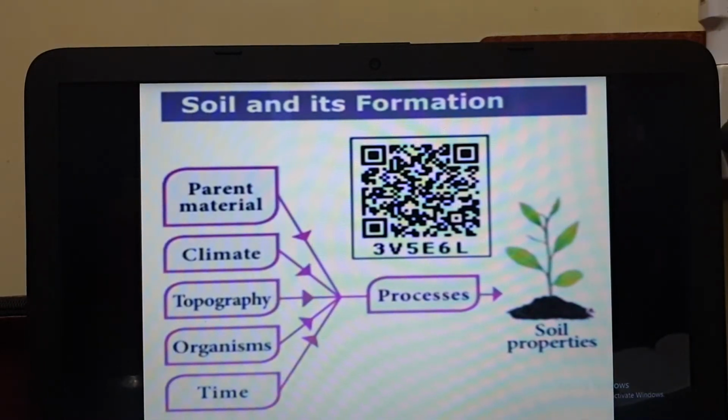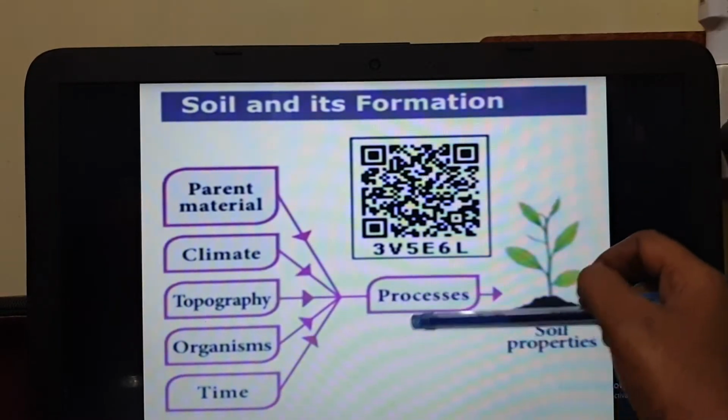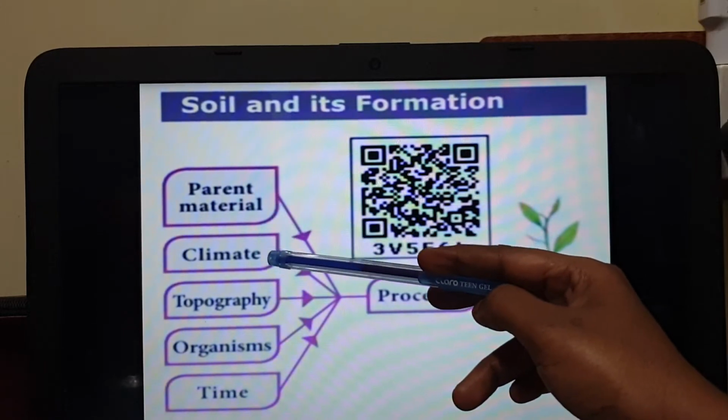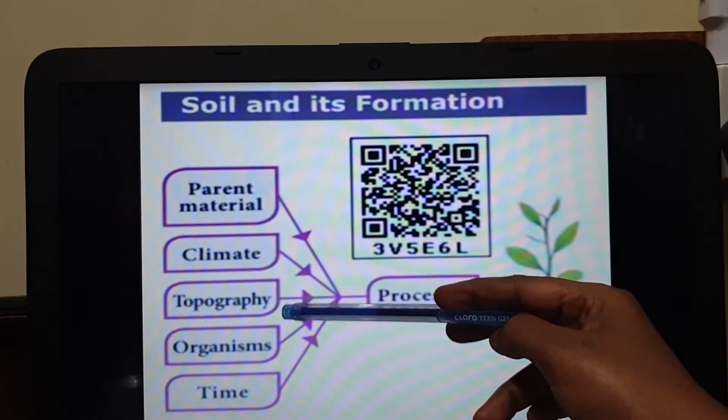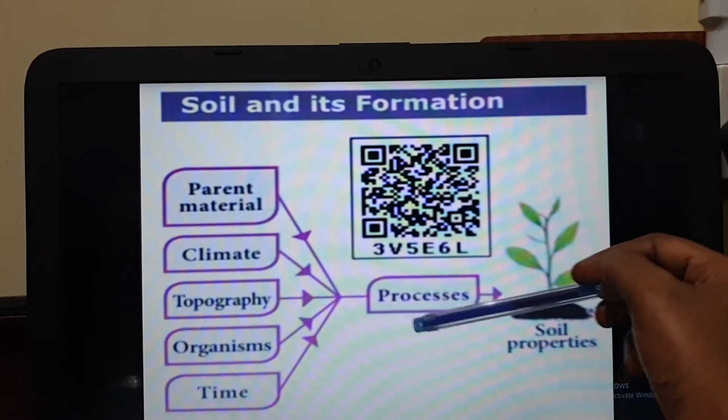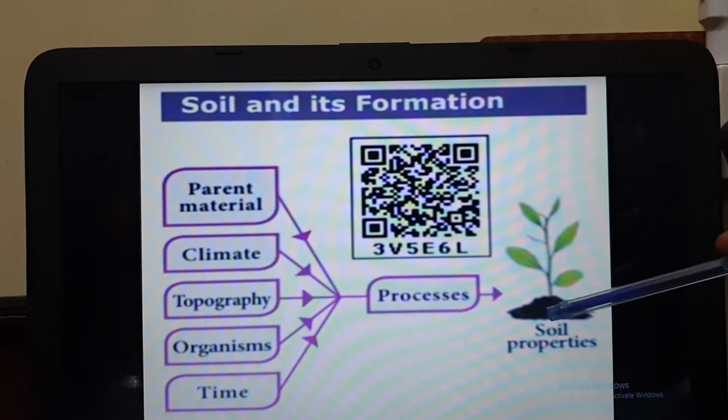Now, soil and its formation. They have given a small plant here, which is growing out of the soil. Here, this is the combination of the processes: parent material, climate, topography, organisms, time. All these together come into process to form what? Soil. You're going to draw this diagram.